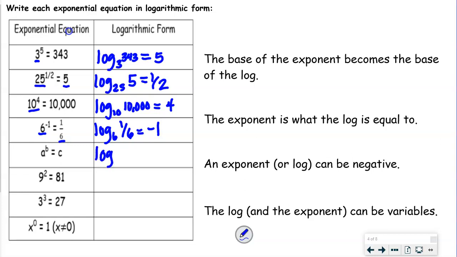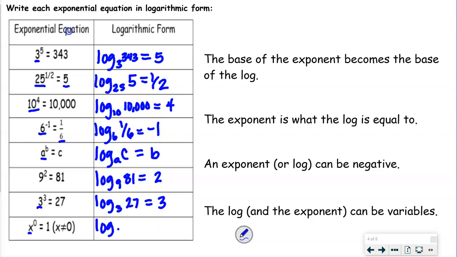So this is going to be log, again, base a of c equals b, log base 9 of 81 is going to be equal to 2, log base 3 of 27 is equal to 3, log base x of 1 is going to be equal to 0. Okay? Anything to the 0 power is 1, right? All right, now let's talk about doing the opposite of that.